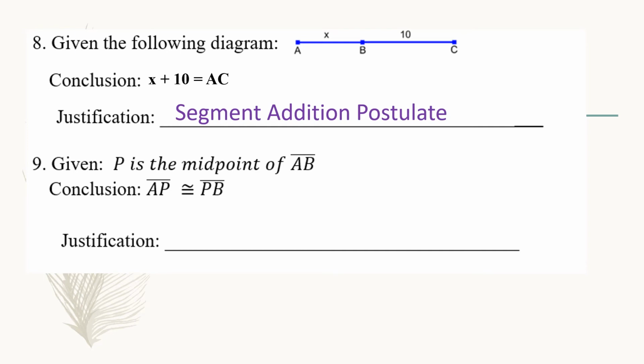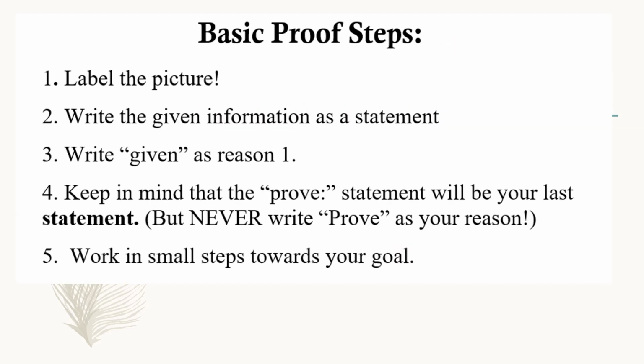Number 9, P is the midpoint of line segment AB. The conclusion is line segment AP is congruent to line segment PB. And that is justified by the definition of a midpoint, which is number, where is that at? That's number 3 on your handy dandy reasons reference sheet. So go ahead and flip to the back.